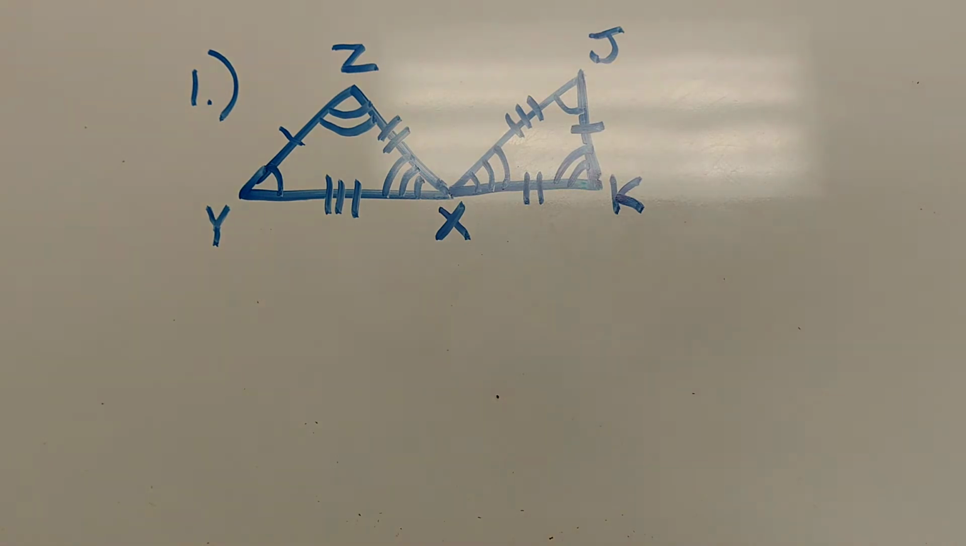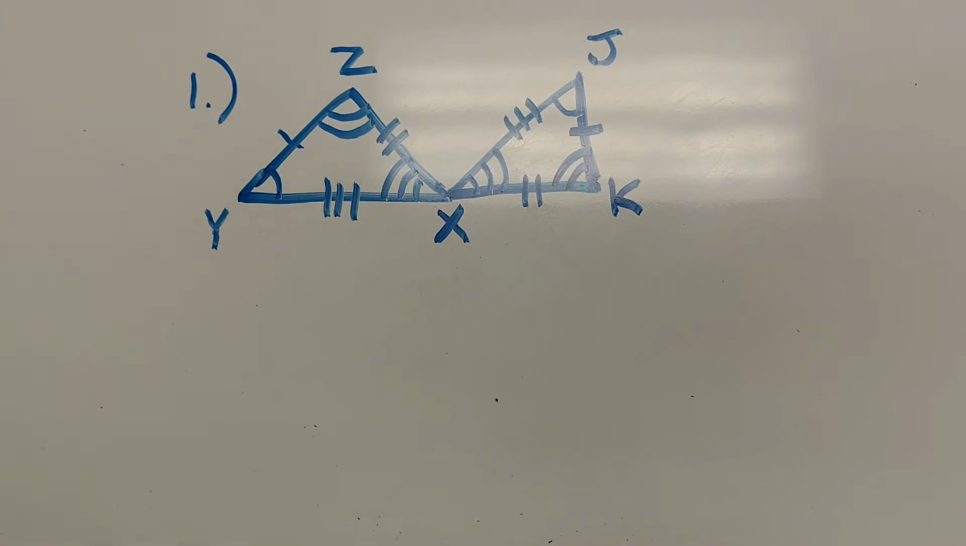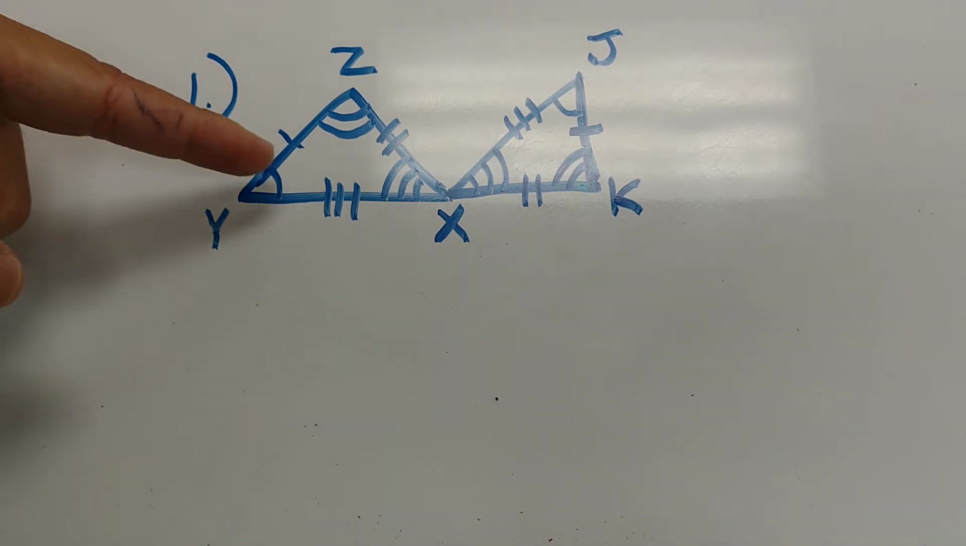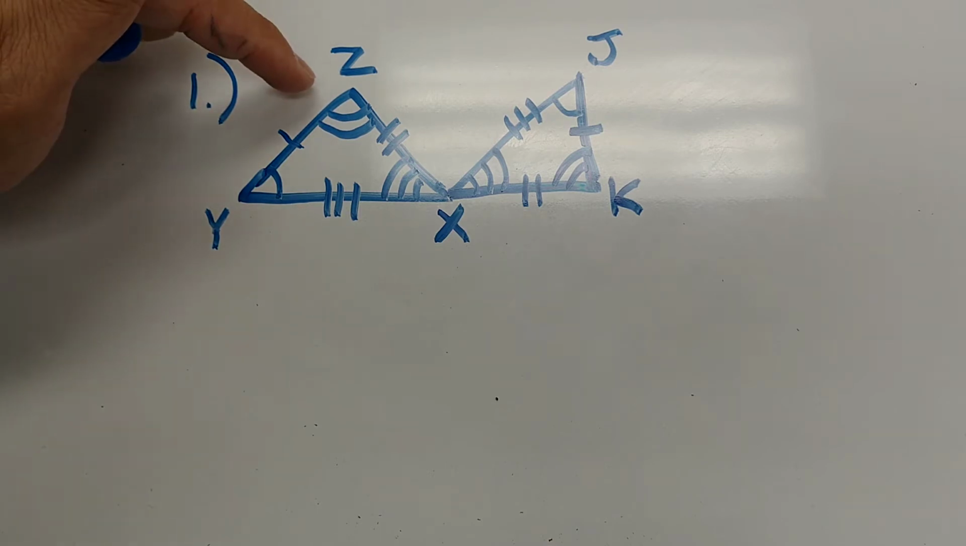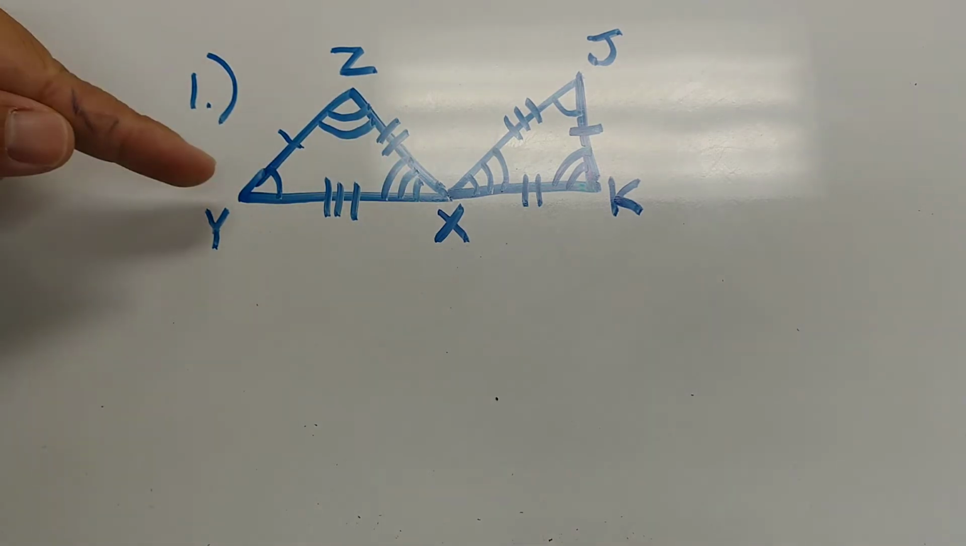So for problem number 1, this is pretty much the image that you have. Now, we're going to write a statement based on these two triangles and the symbols that are given to us. First things first, you need to observe the two triangles. These little curves inside mean the angle. So these represent angle Y, angle Z, and angle X respectively.